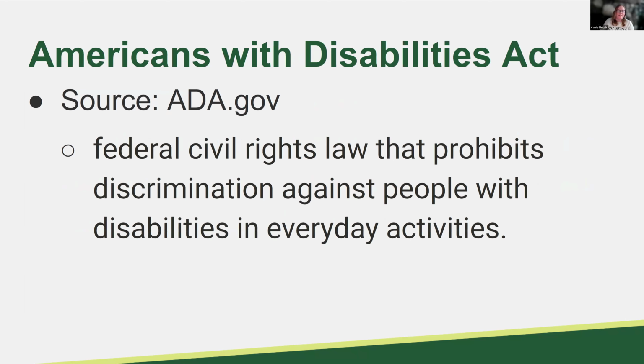And let's keep going. The next one I wanted to talk about is the Americans with Disabilities Act. It covers a wide range of areas to ensure equal rights and opportunities for individuals with disabilities. I pulled from their website: federal civil rights laws that prohibit discrimination against people with disabilities in everyday activities. So why am I telling you this? Well, because there's been a recent decision that calls out a specific area of inclusivity that impacts all of us on campus.